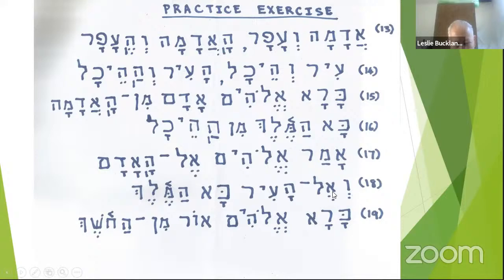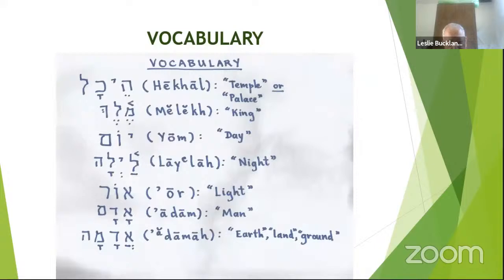Okay, el ha'ir, ba hamelech. Literally, and unto the city, the king came. Bara Elohim or min hakoshek. God created light from darkness. All right. That was a practice on the use of the definite article.